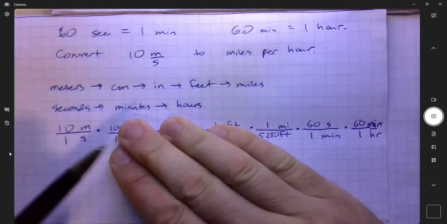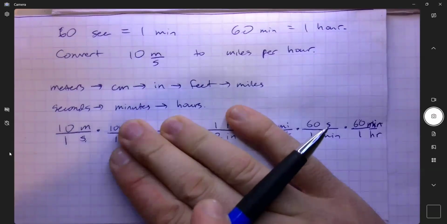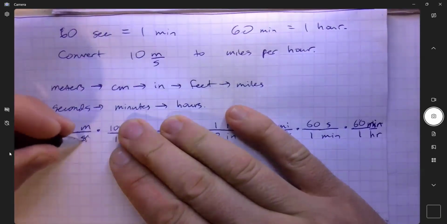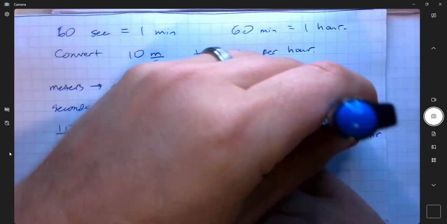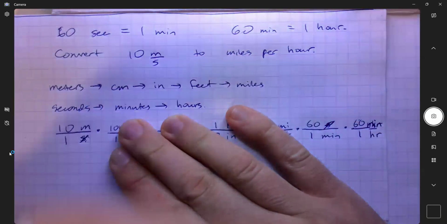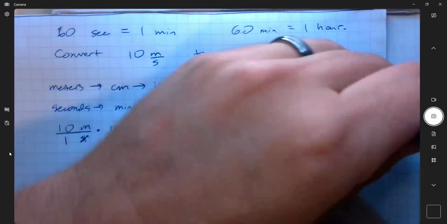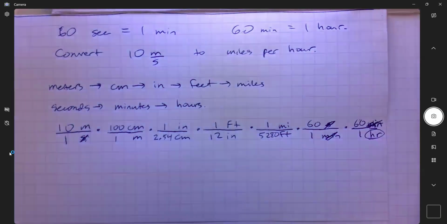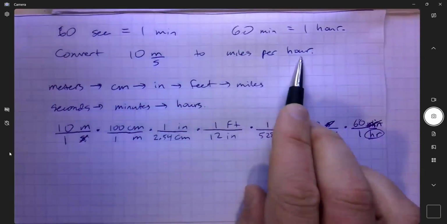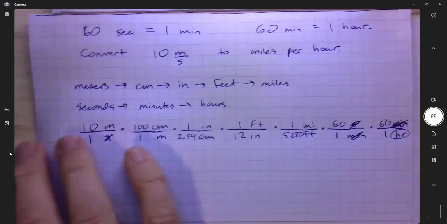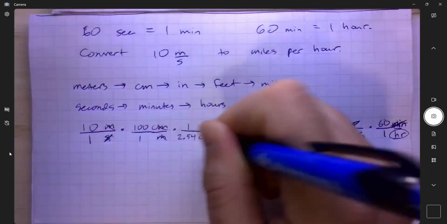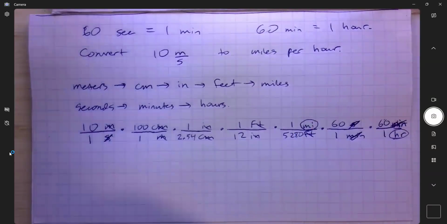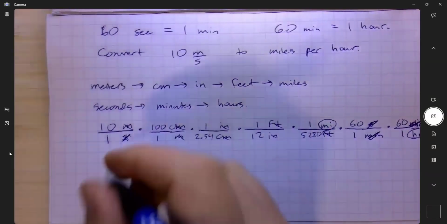So I take my seconds, and now I do 60 seconds per minute, and that's going to cancel out the second in the denominator at the beginning with this second way over here. And then the minutes cancel right next to each other, and it leaves me hours in the denominator, which is what I want because I want miles per hour. And then I'm also going to come through and cancel all the distance units one by one, and I end up with miles. So I have all my conversion factors laid out, and now I just have to multiply.